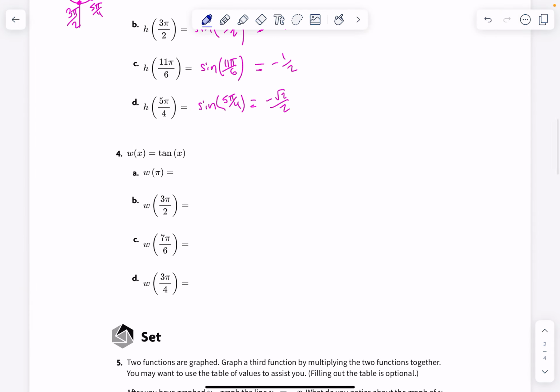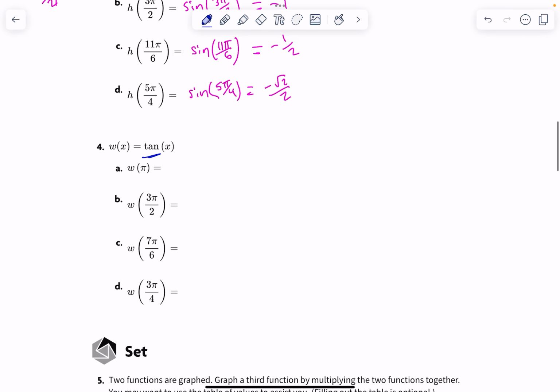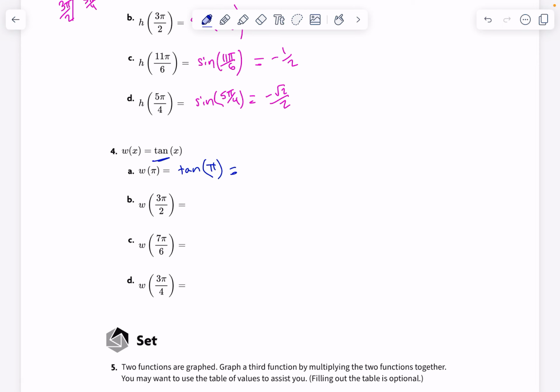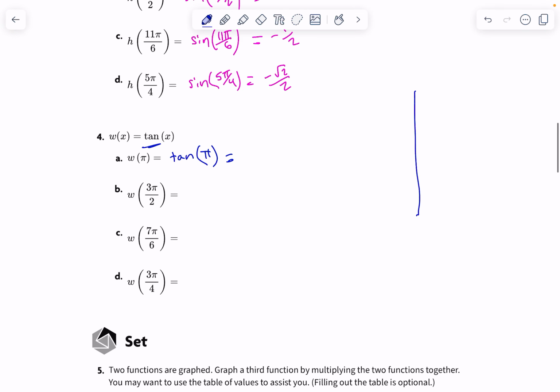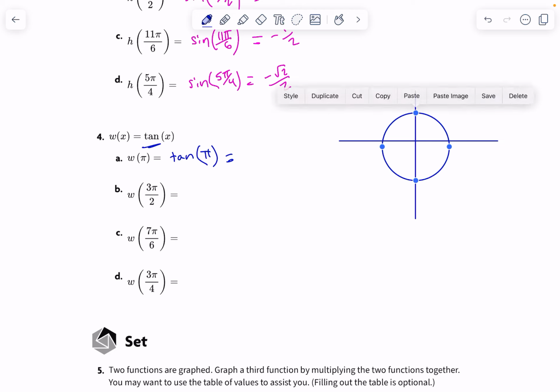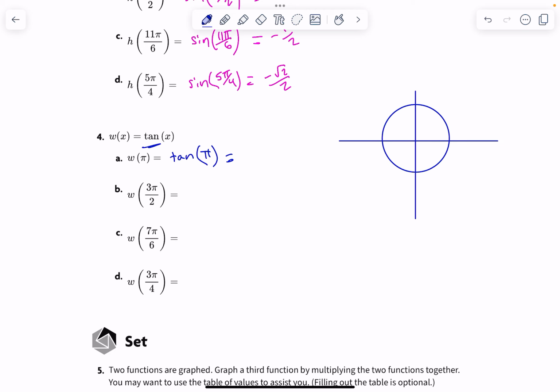Last but not least, talking about tangent. So let's talk about tangent of pi. So what is that going to be? So again, let's draw our unit circle. Okay, so pretend that that's a perfect unit circle. So at pi, this is negative 1, 0. So then tangent of that is 0 over negative 1, which is equal to 0.